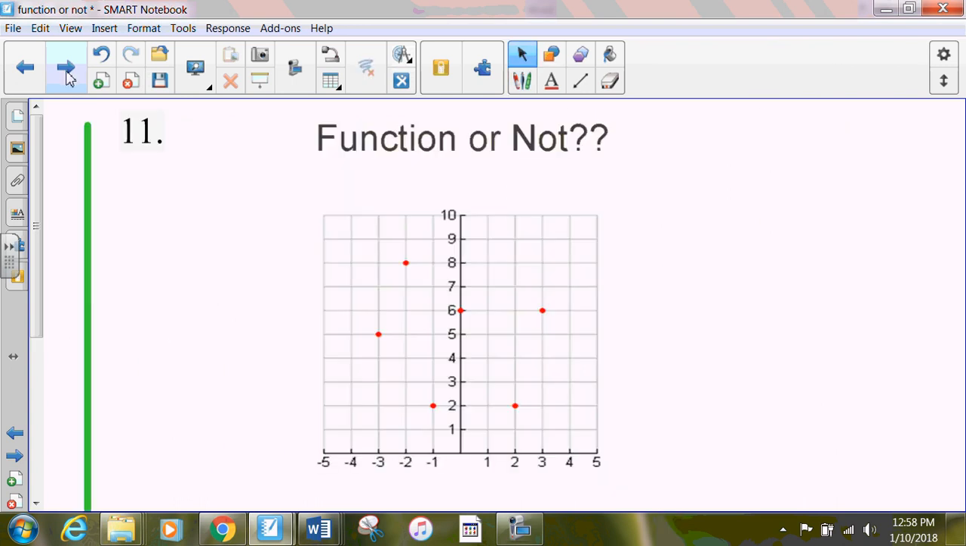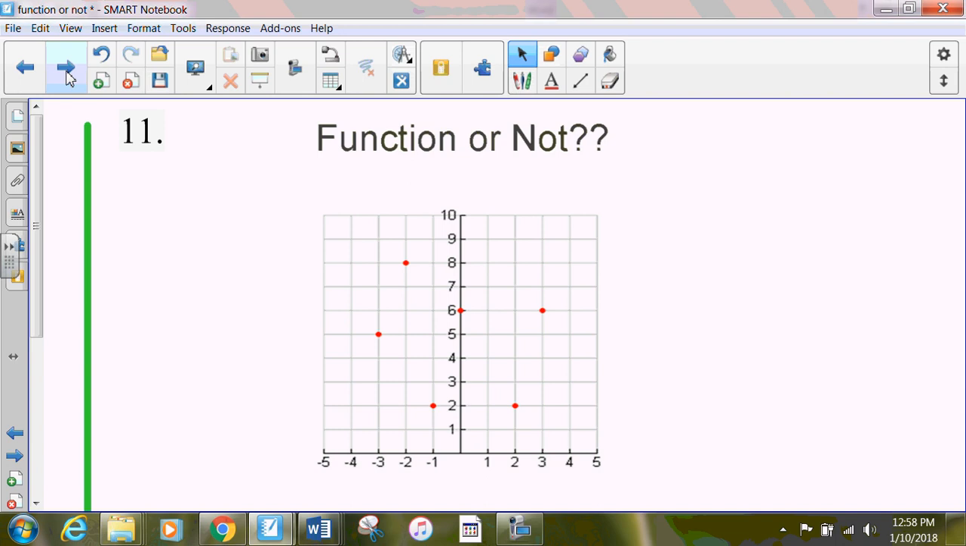Okay, function or not. Now we're looking at graphs. We just talked about how to make sure that tables represent a function or not, and how to tell whether they do. Now we're going to look at graphs. If you think about it, we're still going to use the same rule. For every x, there can only be one y. For every input, there can only be one output.